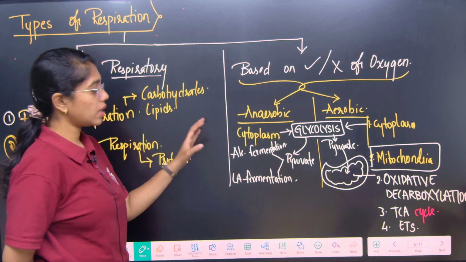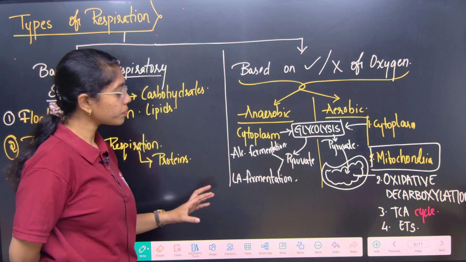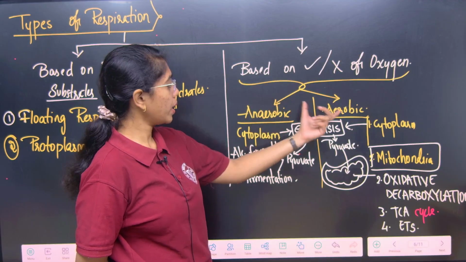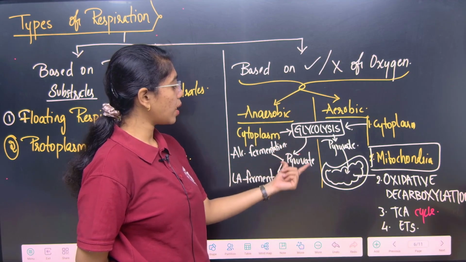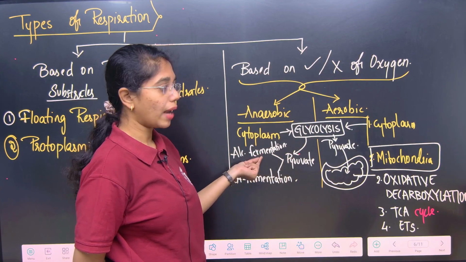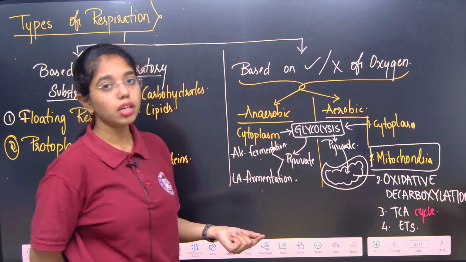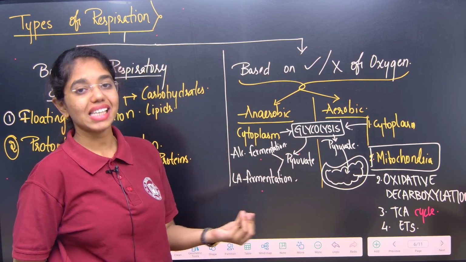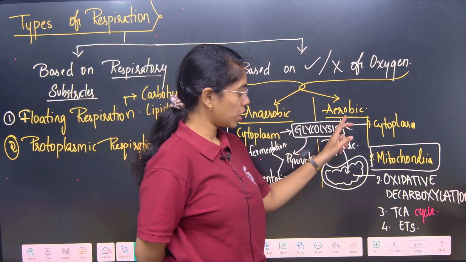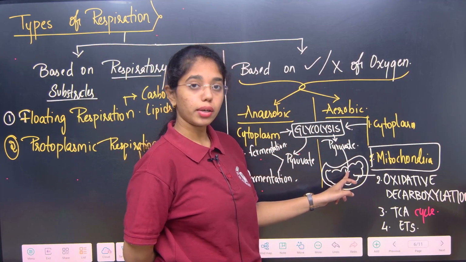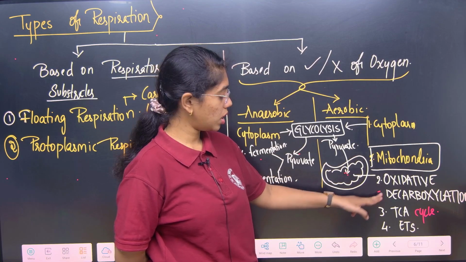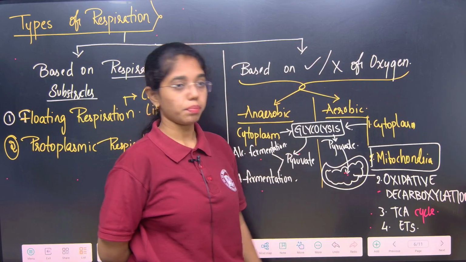Anaerobic respiration takes place completely in the cytoplasm, where glycolysis is the common pathway in both anaerobic and aerobic respiration. After glycolysis, the product formed is what? Pyruvate. This pyruvate can either enter into alcoholic fermentation or lactic acid fermentation, depending on the type of cell. In aerobic respiration, pyruvate directly enters the mitochondrial matrix, and then the next steps are oxidative decarboxylation, the TCA cycle, and the final step, ETS.